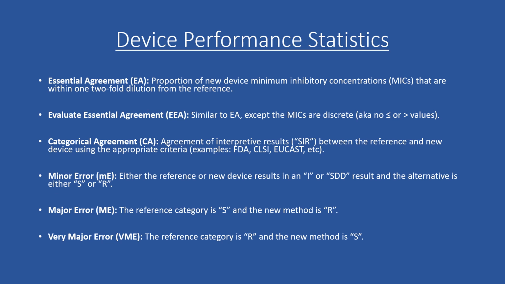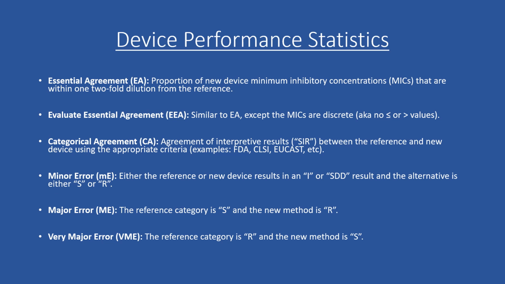Categorical agreement, or CA, is the agreement of interpretive results. This is monitoring if the test method matches the categorical bin of the reference method. In other words, are both methods calling a susceptible or a susceptible dose dependent or an intermediate or a resistant result? If the 2 methods match, then they are in categorical agreement.